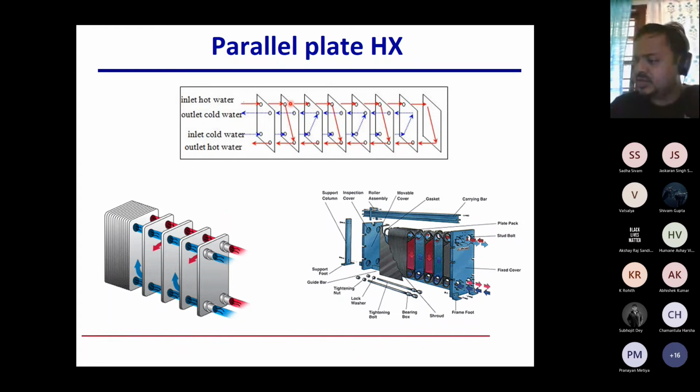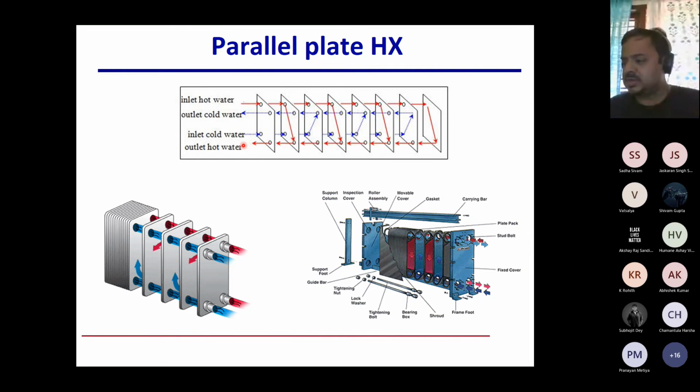The next one cannot get into the second gap, the gap between the second and third plate. It has to flow through. But again, it gets a chance to flow through the gap between the third and fourth plates and come back. So between the gap between 1 and 2, then 3 and 4, then 5 and 6, then 7 and 8, and so on. It takes a U-turn and comes back.